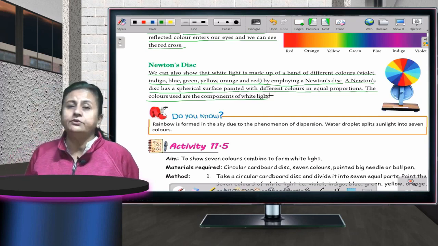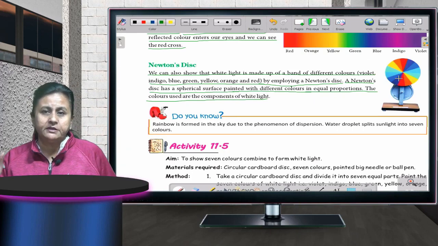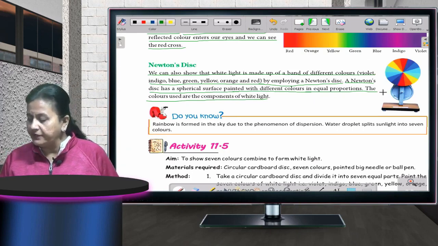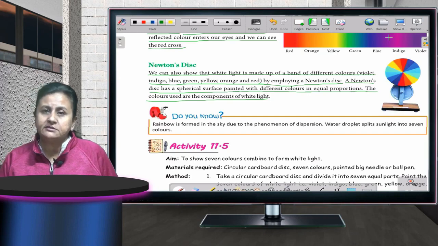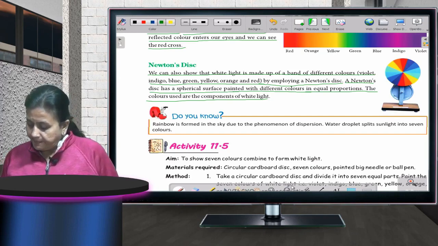What is a Newton disk? You can see on your screens also. This is in a circle shape, and all the shades of red, yellow, the colors which a spectrum has, are painted in it. Now come to the next page.